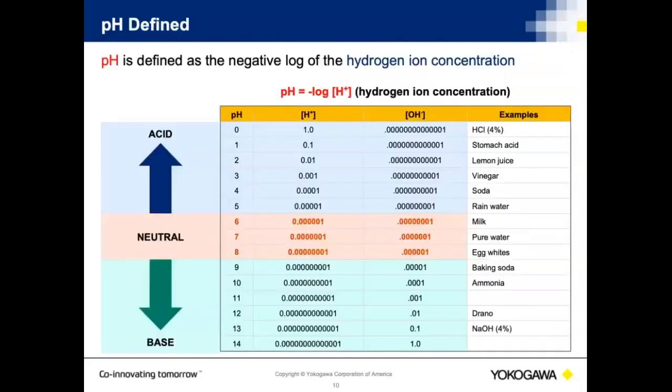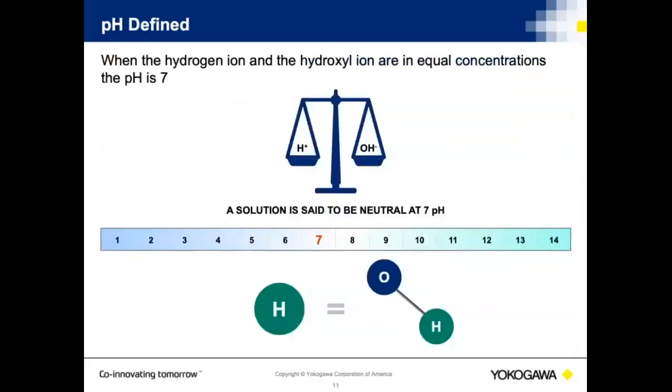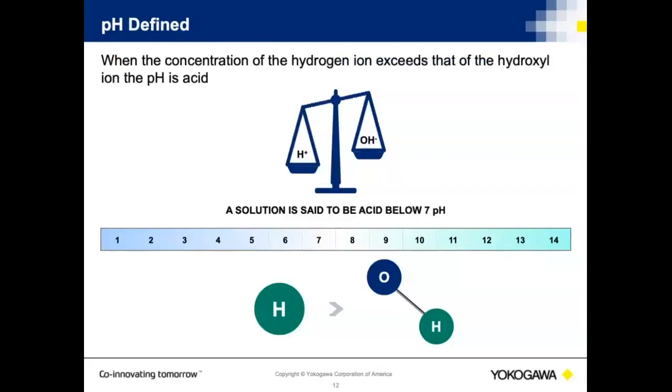pH is defined as the negative log of the hydrogen ion concentration. It looks linear, and we see a scale of 0 to 14, but in reality, it is not a linear function. It is the negative log of the hydrogen ion. When we say something is neutral, we are saying there are an equal number of hydrogen ions to hydroxyl ions.